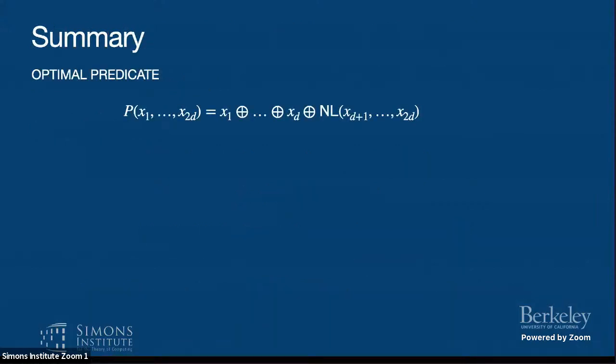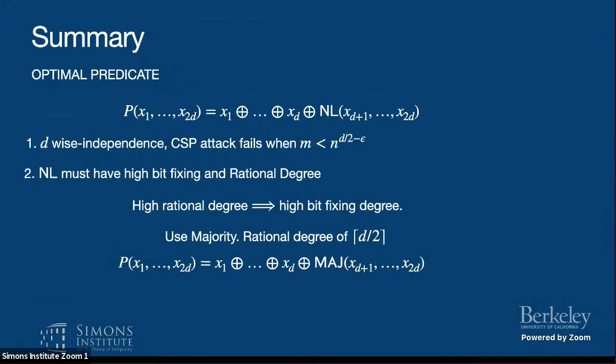So to summarize, how do I pick my predicate? I'm going to pick this predicate as an XOR of a linear term which has D things, and then I'm going to XOR it with the nonlinear term. And as we've already seen, CSP algorithms are going to fail with n to the D over 2 minus epsilon. How do I choose so that it's immune to algebraic attacks? It needs to have high fixing degree and high rational degree. Turns out high rational degree.